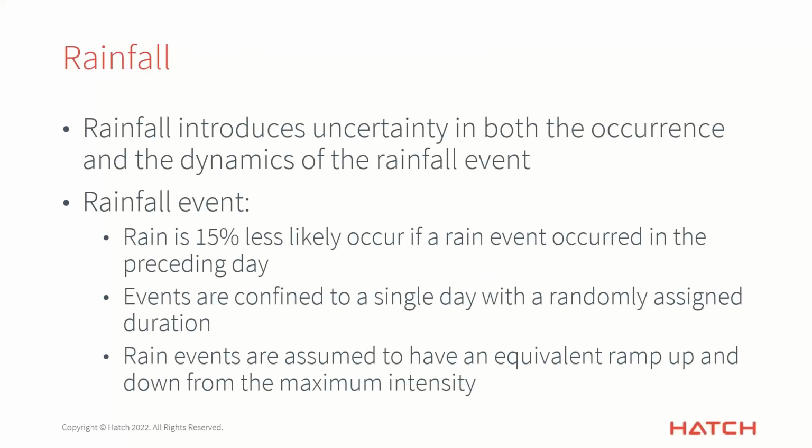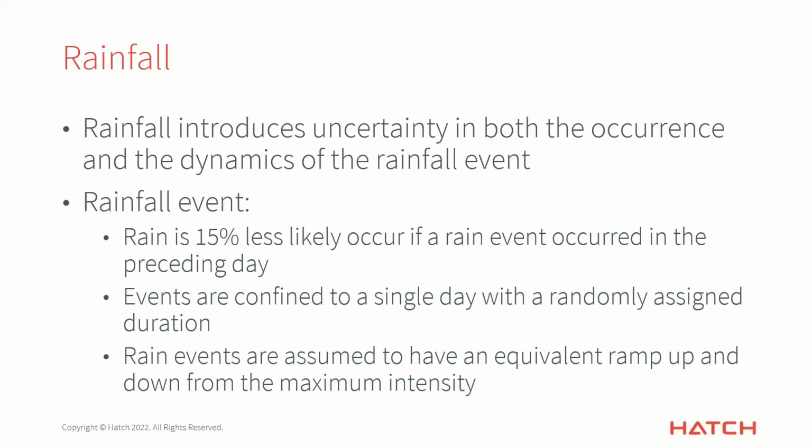Okay, with that, we'll now take a look at the second source of uncertainty that I mentioned, which is going to be rainfall. And we're going to be looking at rainfall uncertainty that's introduced from first, the actual occurrence of a rainfall event, and then secondly, what are the dynamics of that rainfall event?